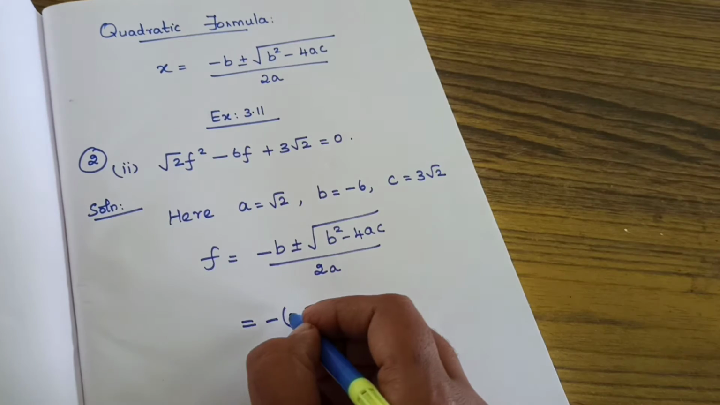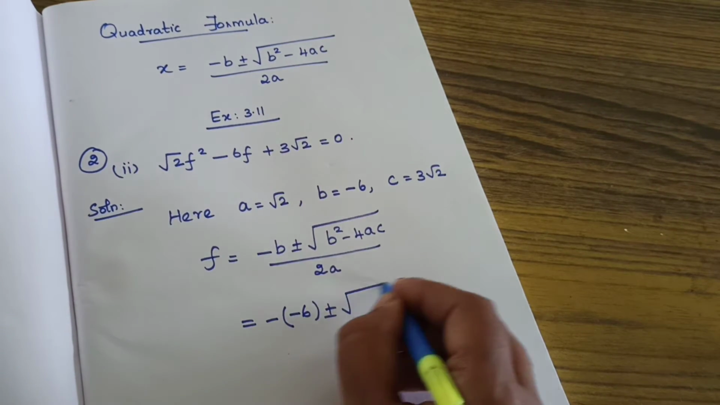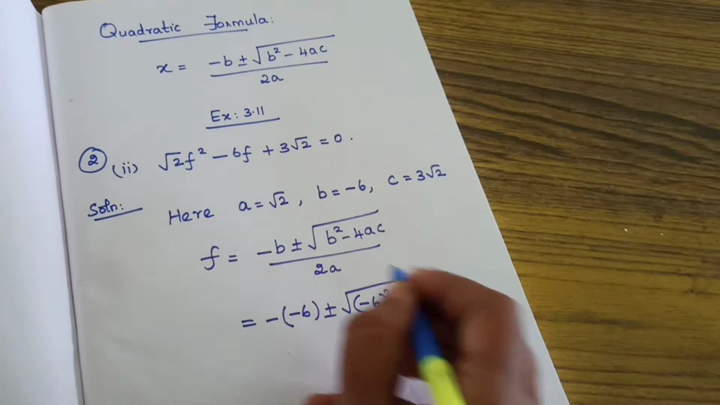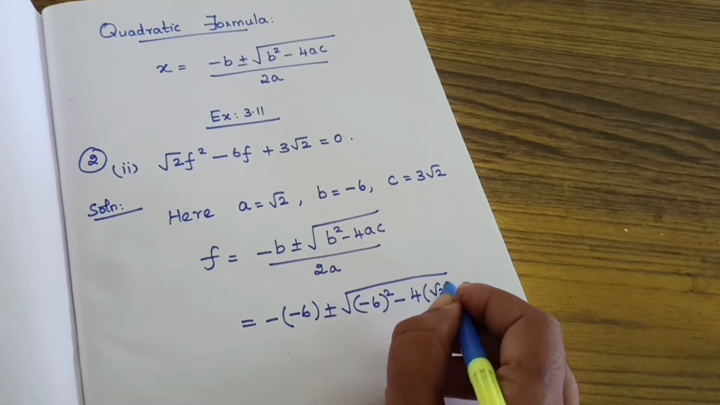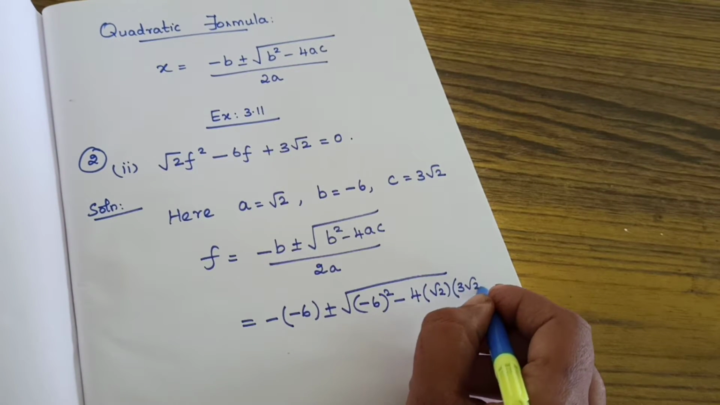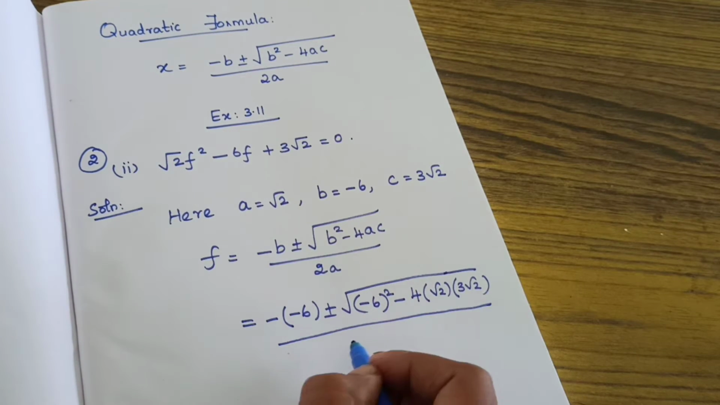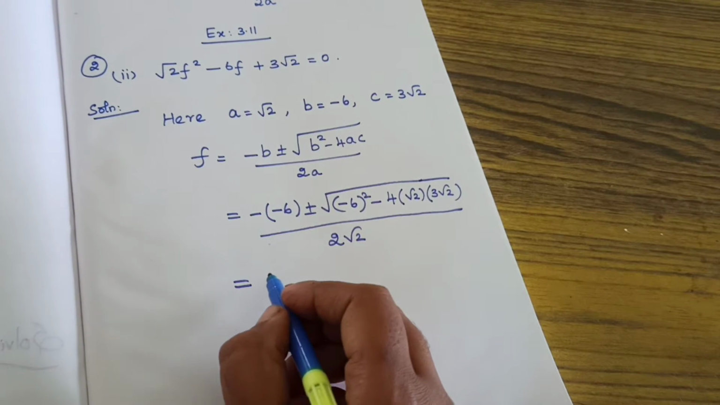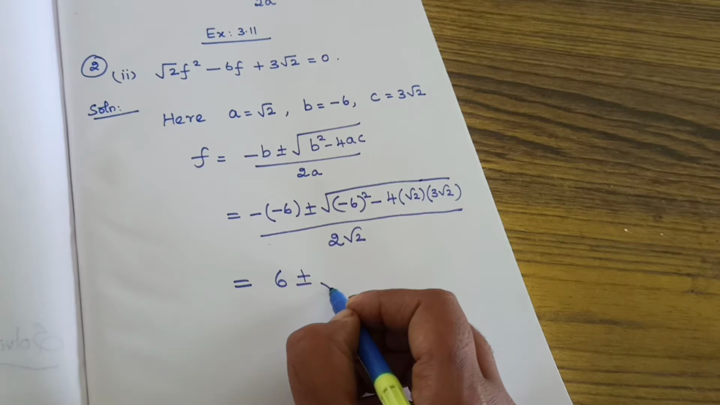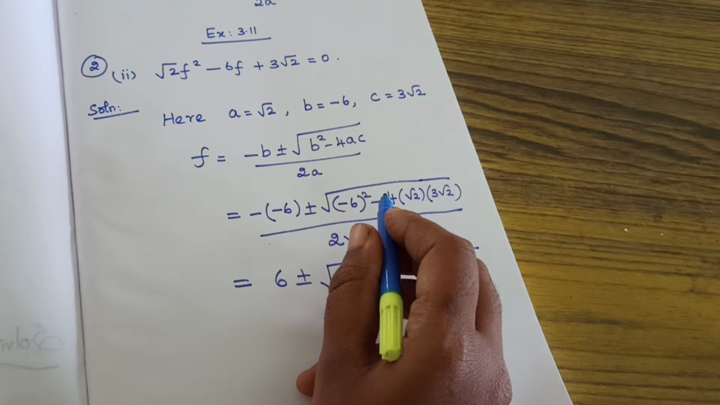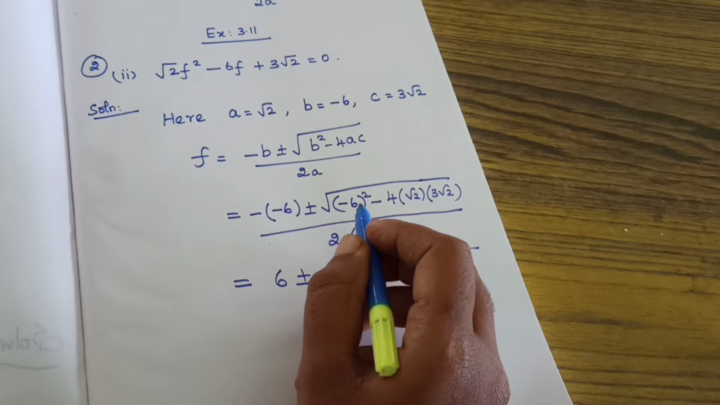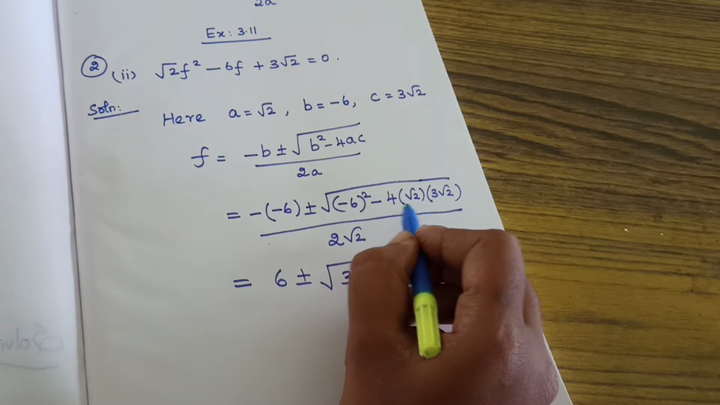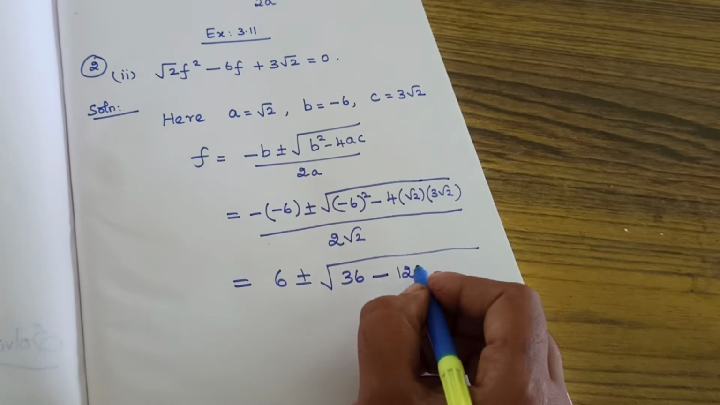Minus of b, what is the value? Minus 6, plus or minus square root of b square, minus 6 the whole square, minus 4 into, what is the a value? Root 2. The c value, 3 root 2. The whole divided by 2a, a means root 2, which is equal to minus into minus is plus. So 6 plus or minus square root of, minus square means plus, correct? 6 square, 6 into 6, so 36 minus, here multiply the whole numbers first.